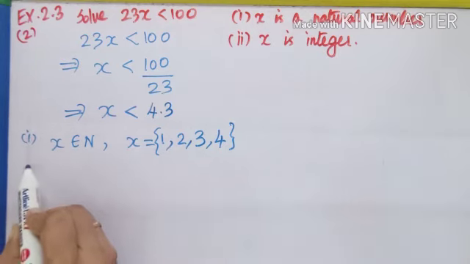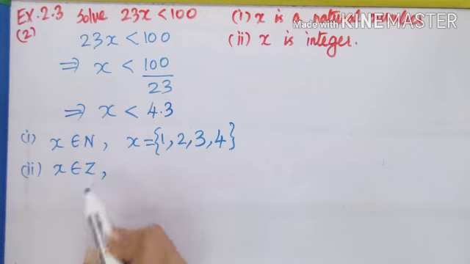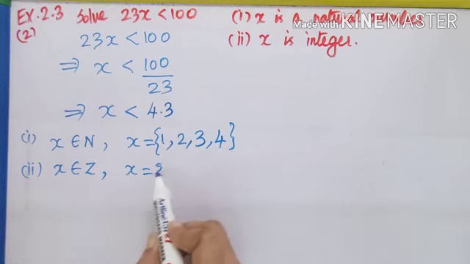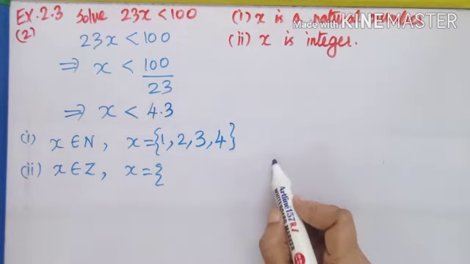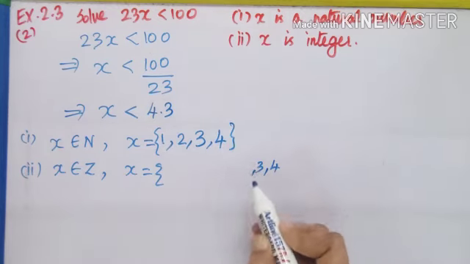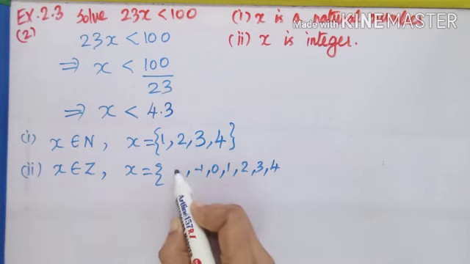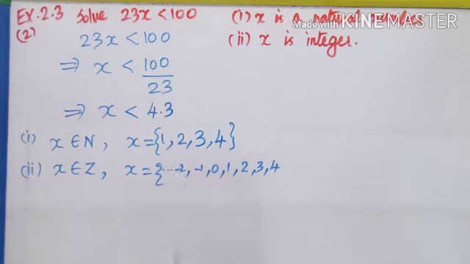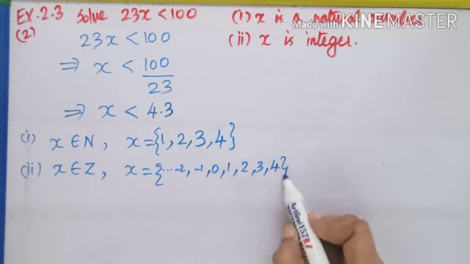This is question number 1. For 2, we have x is an integer. What do you mean by integer? Below 4, all the numbers. What are the numbers below 4? 4, 3, 2, 1, 0, minus 1, minus 2 and so on. So you have up to minus infinity. All these positive and negative numbers which are below 4 will come under this answer.